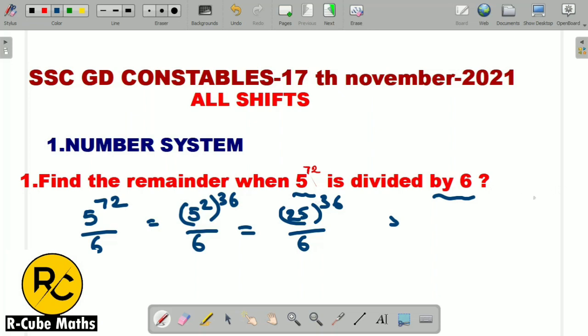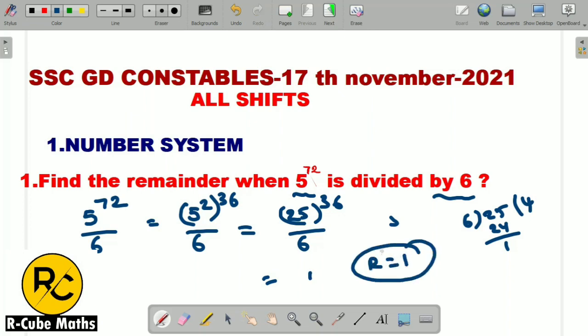So now we know that when 25 is divided by 6, we get 6 fours 24, and we get remainder 1. Since here 25 power 36 divided by 6 means we get remainder 1. So the remainder is 1, required answer is 1.